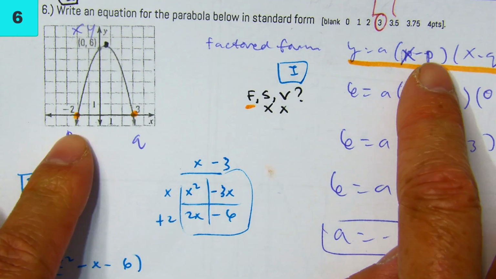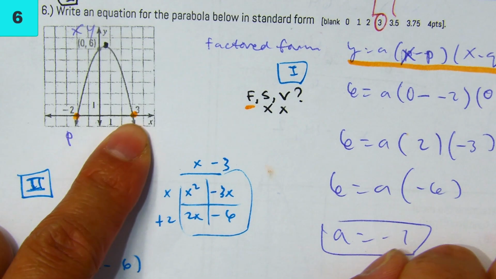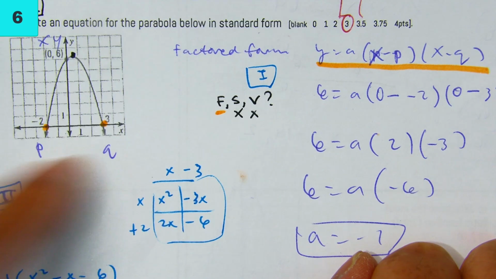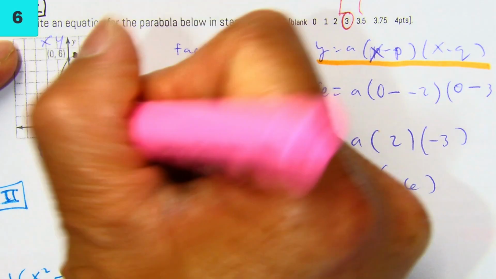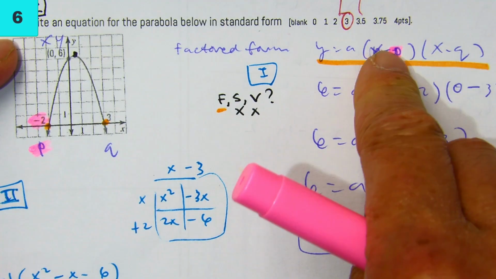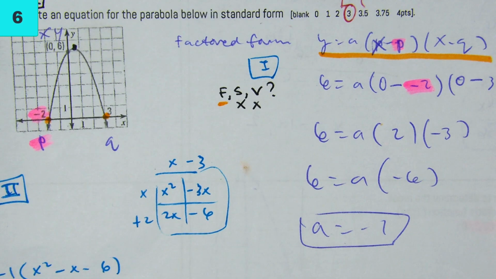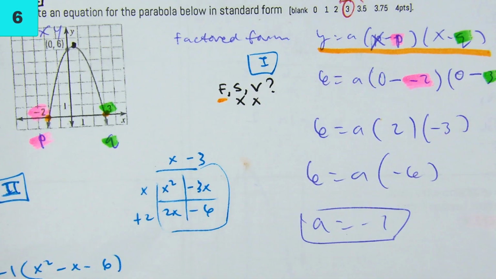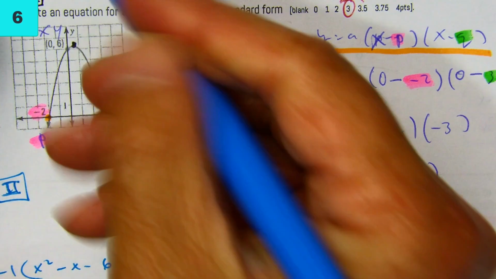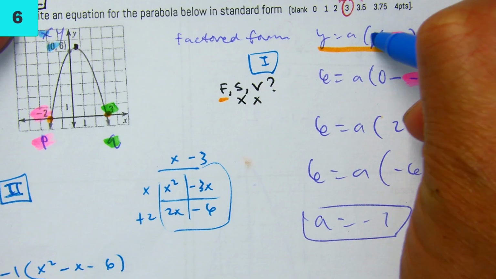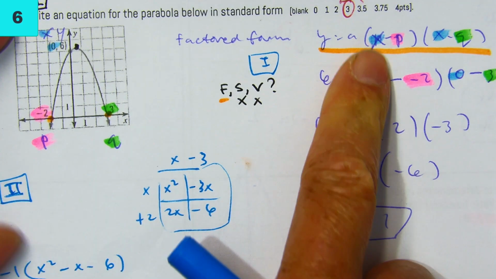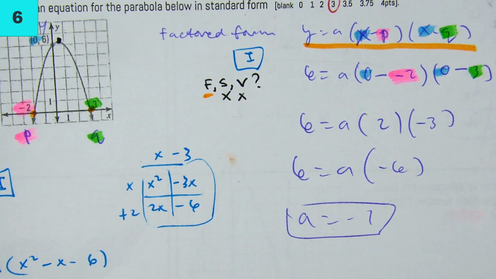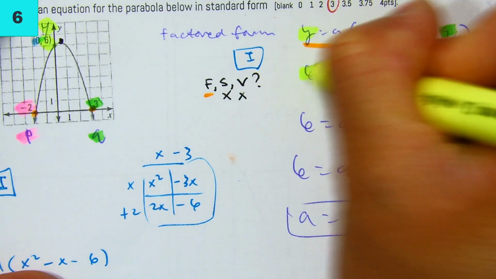and my p-value is -2, my q-value is +3. Okay, let's annotate it. P, notice I'm not highlighting the negative sign, is -2. And then q value of 3, q equals 3. Again, notice how I did not have the minus sign. Your x value is 0. Okay, and this one, remember you have to have x used twice. And then the y value is 6. You're solving for a.